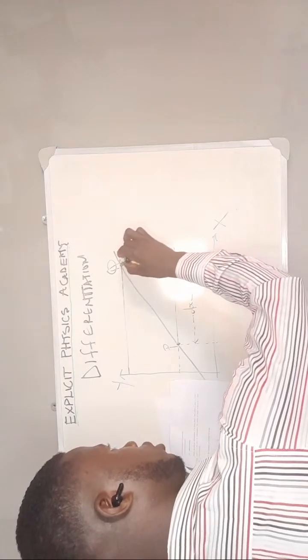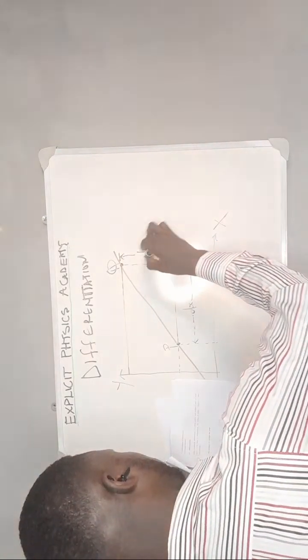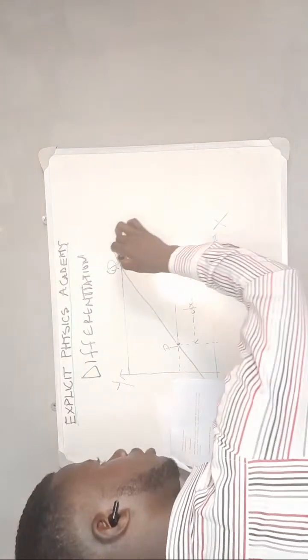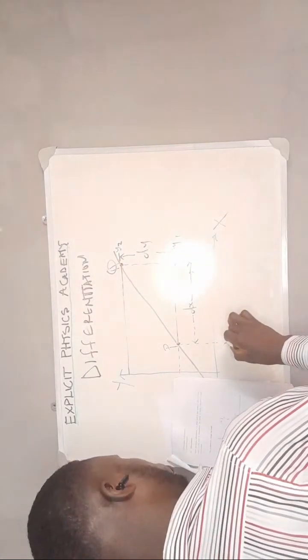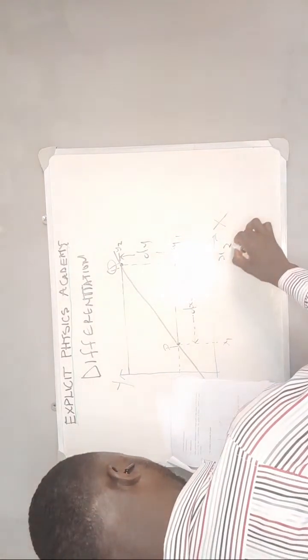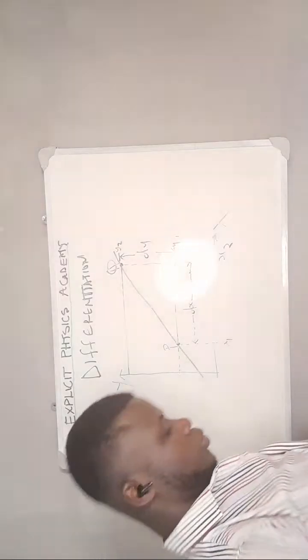And we have this as well. This is the Y, this is Y2, Y1, X1, and X2. Now, okay.